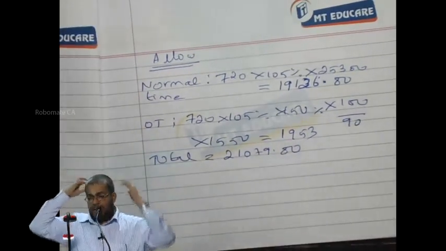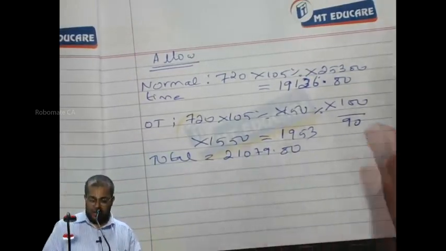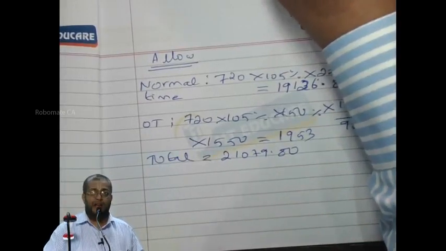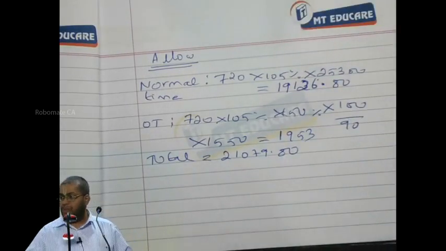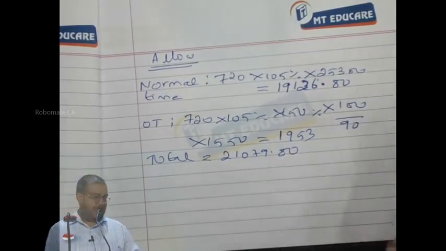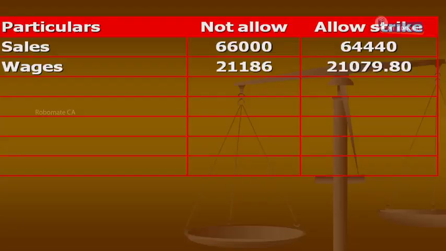21,079.80. These are total wages. Are you all writing along with me or not? So 21,079.80. Can I proceed or not? So wages 21,079.80. Now let us quickly complete the remaining part.